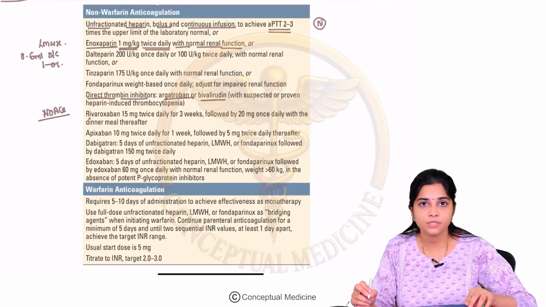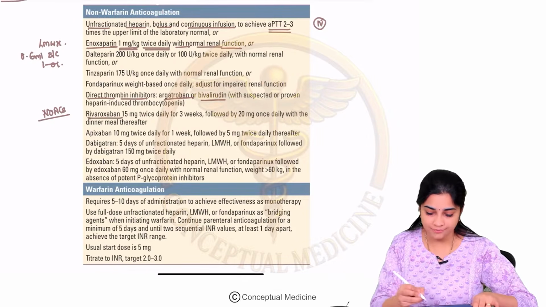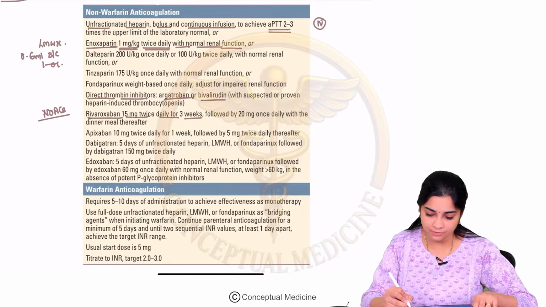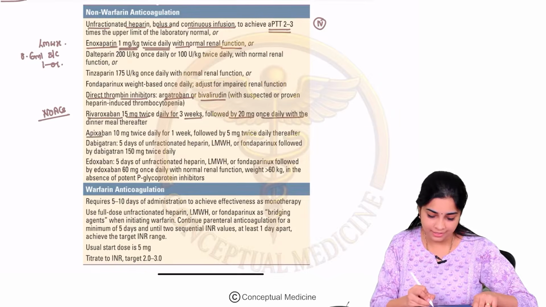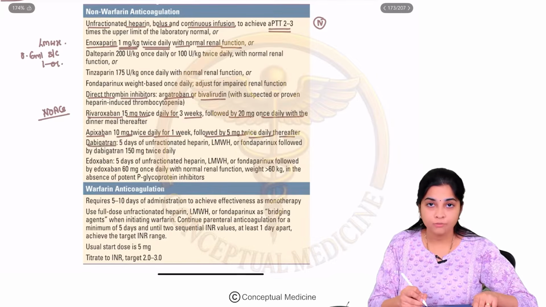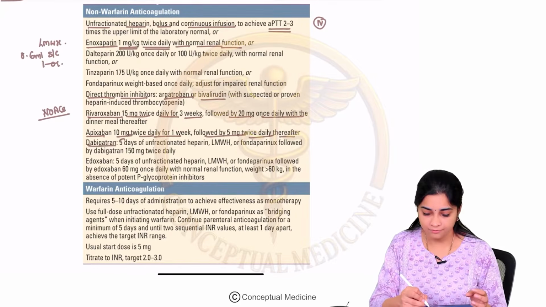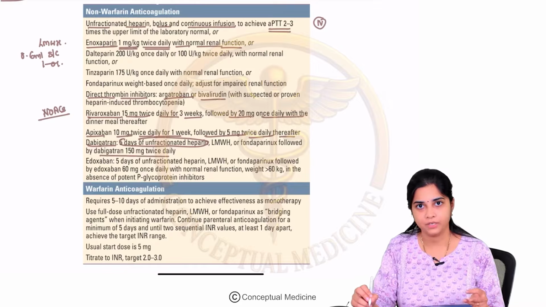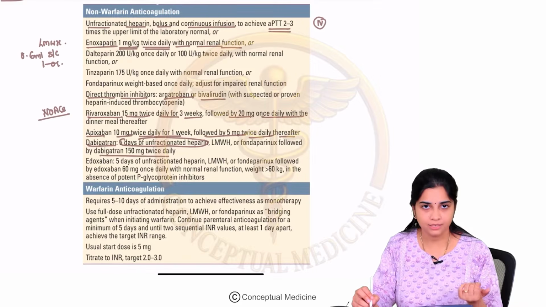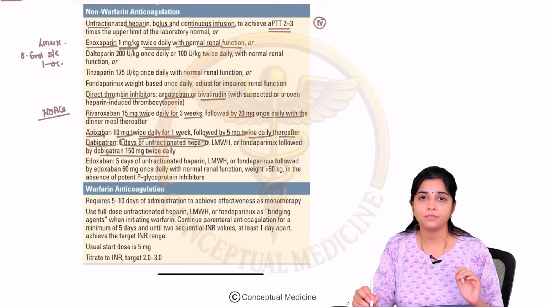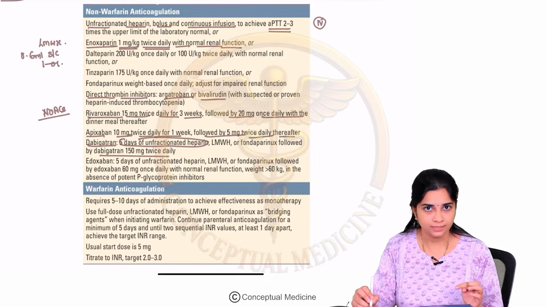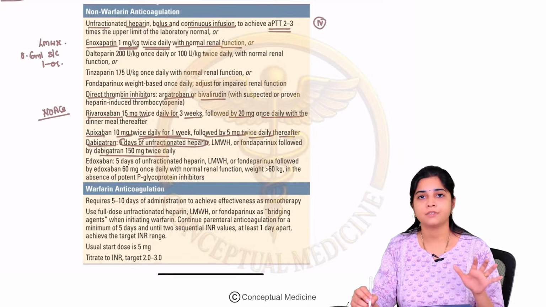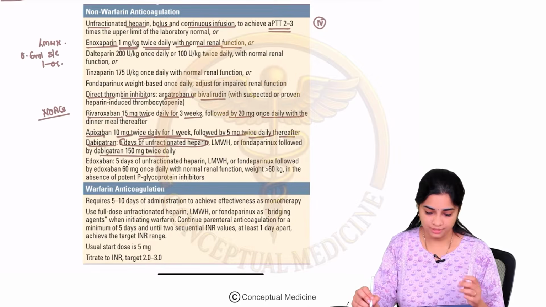Okay, so which are the NOACs which can be used in PTE? We have rivaroxaban, which is given 15 mg twice daily for 3 weeks followed by 20 mg once daily. Then we can give apixaban, which is given 10 mg twice daily for 1 week followed by 5 mg twice daily thereafter. Then we have dabigatran. For dabigatran, we need to give 5 days of unfractionated heparin and then only start your dabigatran 150 mg BD. Okay, so dabigatran cannot be given upfront, unlike rivaroxaban and apixaban, which are more favorable, and apixaban especially can be used in elderly. Dabigatran requires 5 days of unfractionated heparin treatment prior to initiation.